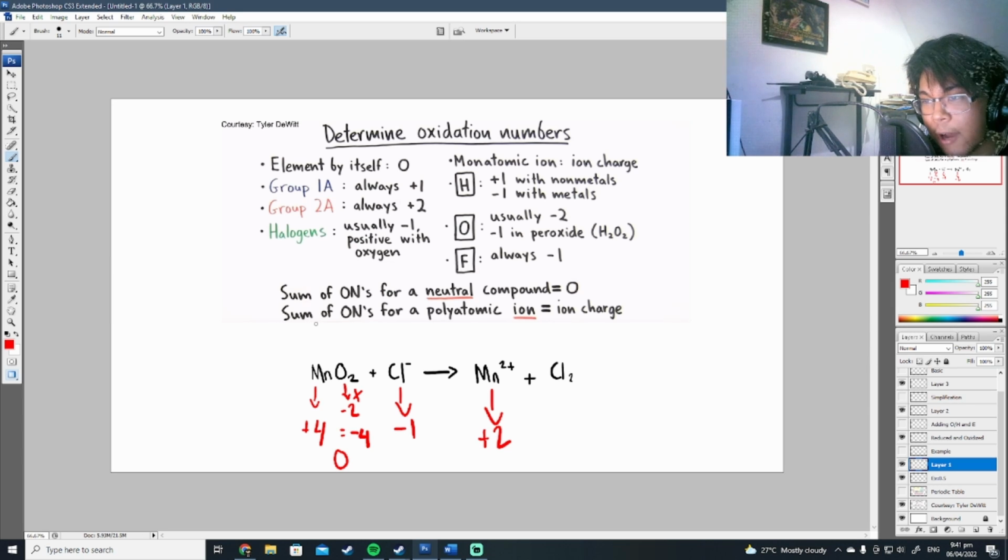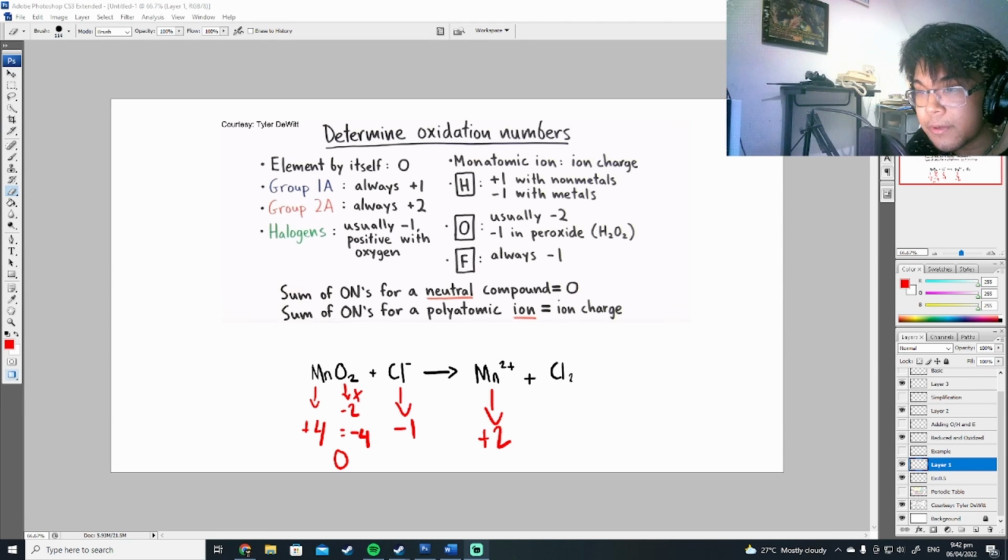Quick side note: how do you tell a neutral compound from a polyatomic ion? A neutral compound will not have a superscript, and a polyatomic ion will always have a superscript like these. These are the superscripts that I'm talking about. A neutral compound won't have those. So let us continue. We figure out which ones are neutral compounds and which ones are polyatomic.